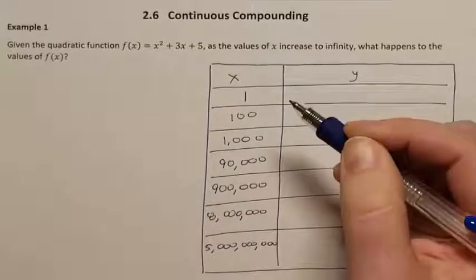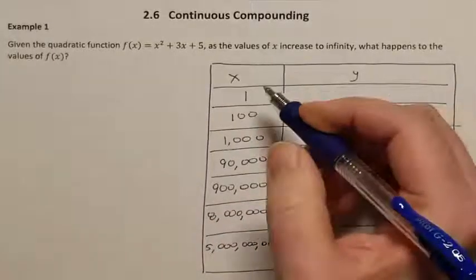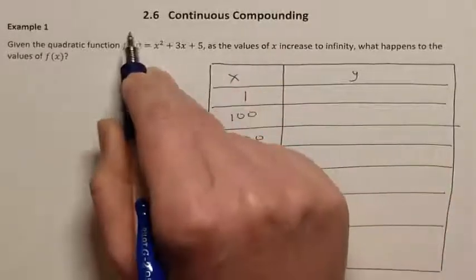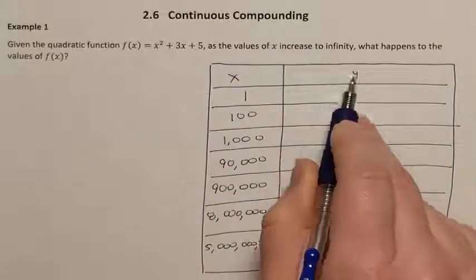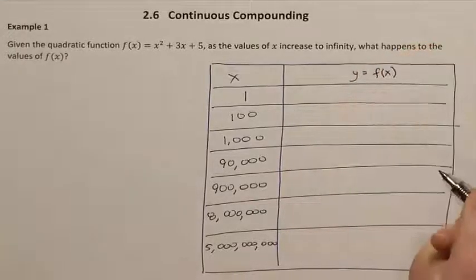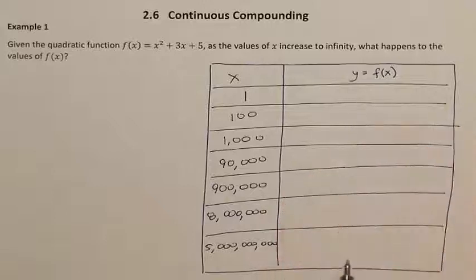You need to use a calculator. If you don't have a calculator, use Desmos. You're going to plug these values of x into this formula, and you're going to solve for f of x, because f of x is the same thing as y. F of x and y are the same exact thing. So we're going to analyze what happens to the answers when you use these x values.